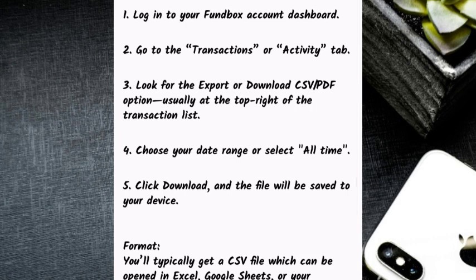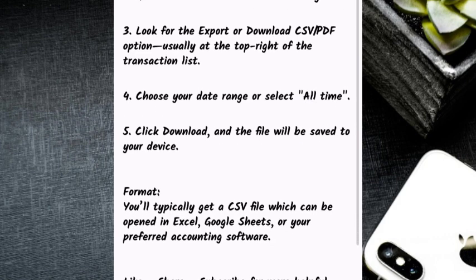Now just choose your date range and select all, or you can just select all time to download everything. And once that's selected, click download and the file is going to be saved to your device. Now you will typically get a CSV file which can be opened in Excel, Google Sheets, or your preferred accounting software. And from there on, you can go ahead and use it for whatever purpose you have in mind.